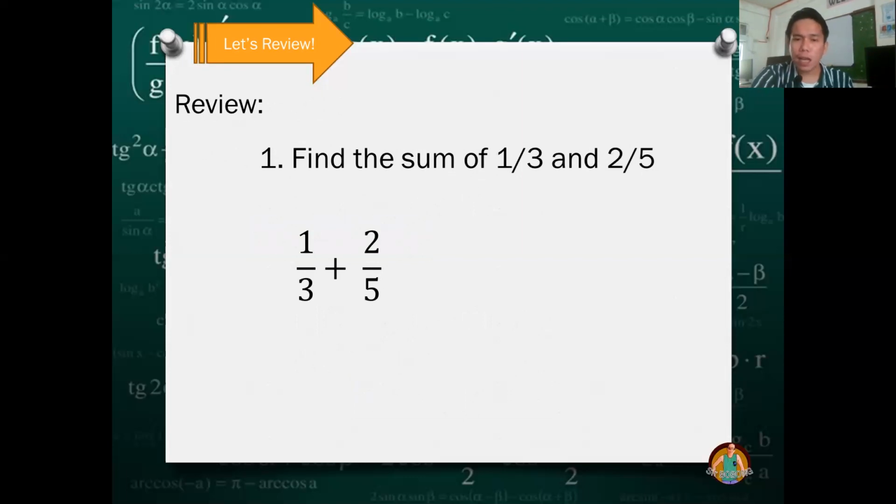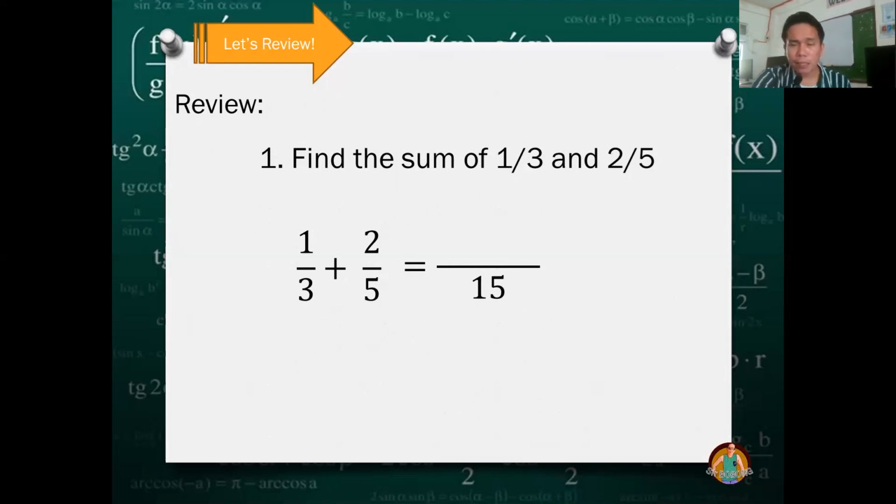So anong gagawin natin? We will find their common denominator. Ano yung ginagawa natin? Usually, yung ginagawa natin is we multiply the denominator and we're going to find the least common denominator. Ito na yan, 15. Paano naging 15? Kasi 3 times 5 is equal to 15. Or yan yung kanyang least common denominator. Okay? Way back sa elementary days natin.